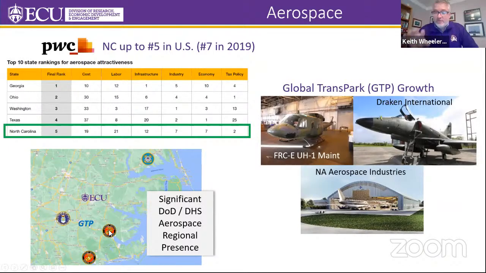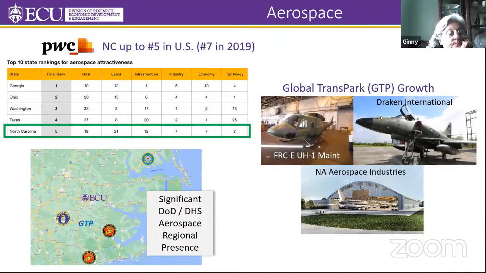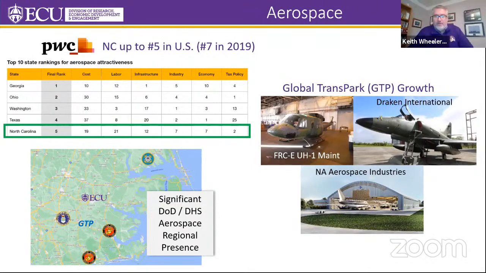At FRC East, which is on Cherry Point, Fleet Readiness Center East has over 4,000 employees. Because all the Marine Corps F-35s on the East Coast are going to be based down at Cherry Point, their space is at a premium. So they're offloading some of their other maintenance, repair and overhaul (MRO) capabilities to the Global TransPark in Kinston.